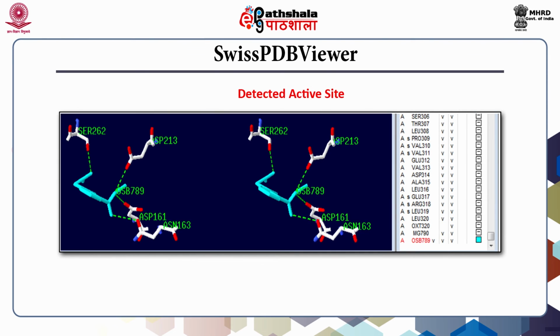Now press the Shift key and click in the third column in the control panel to display labels. Now set the color of OSB 789 to cyan as shown in the slide by clicking in the box in the sixth column of the control panel for the row OSB 789 and selecting the color cyan from the dialog box displayed. This will display the detected residues in the active site with dashed lines in green color highlighting hydrogen bonds to bound OSB 789, now shown in cyan color.